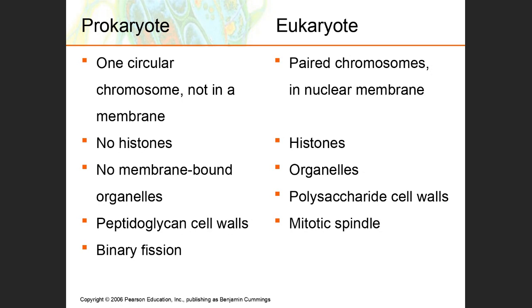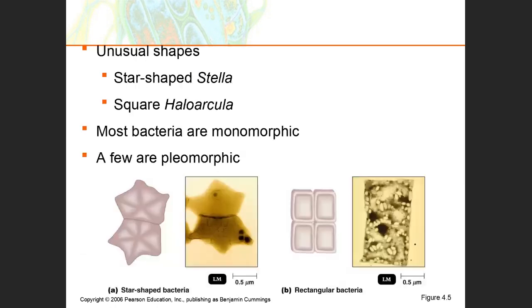I just mentioned there's no membrane-bound organelles in prokaryotes. And most prokaryotes do have cell walls which contain at least some peptidoglycan. Eukaryotes, if they have a cell wall like plant cells, they have various polysaccharides in their cell wall. And prokaryotes reproduce by binary fission. That means they simply divide in two. But eukaryotes go through that complex process of mitosis and cell division.